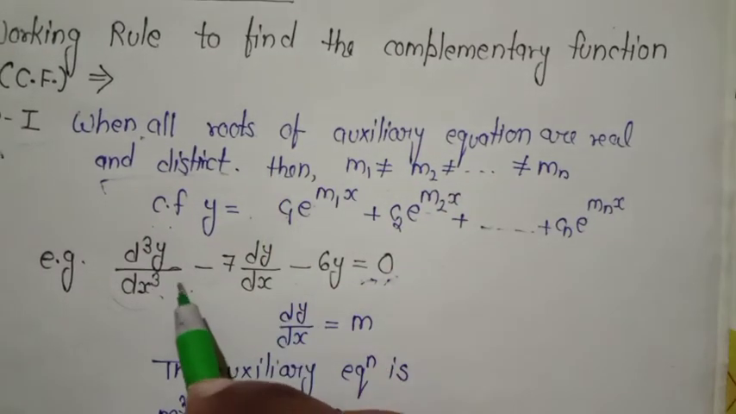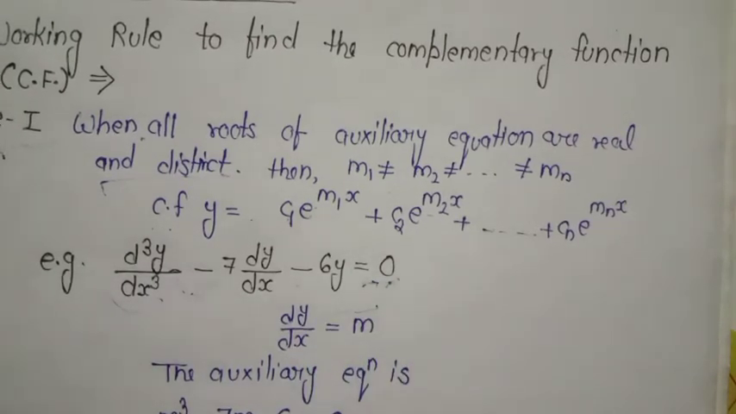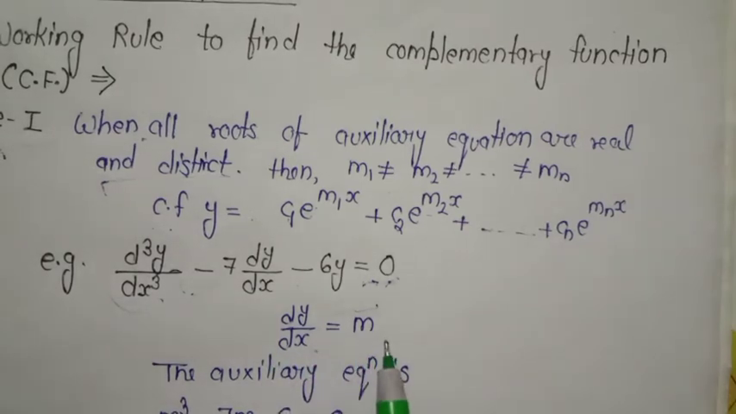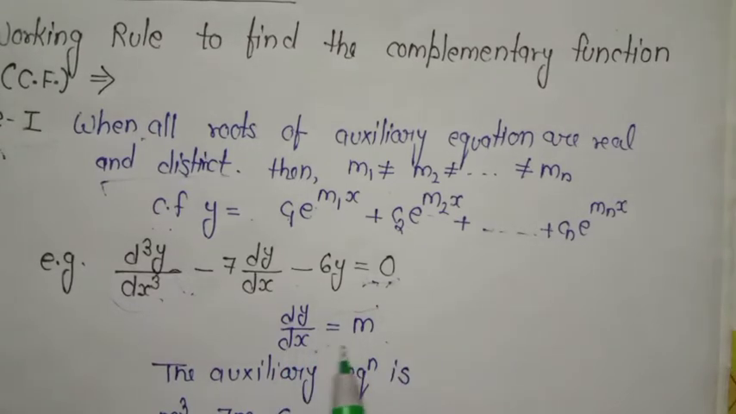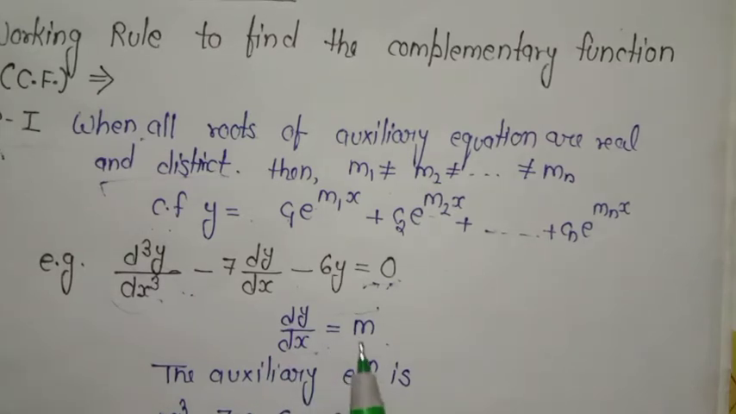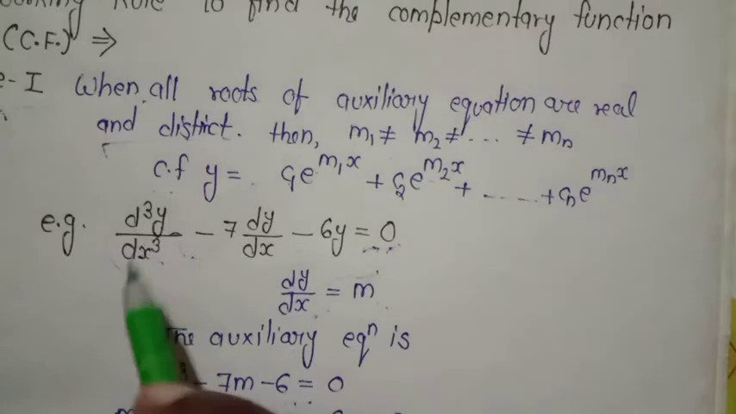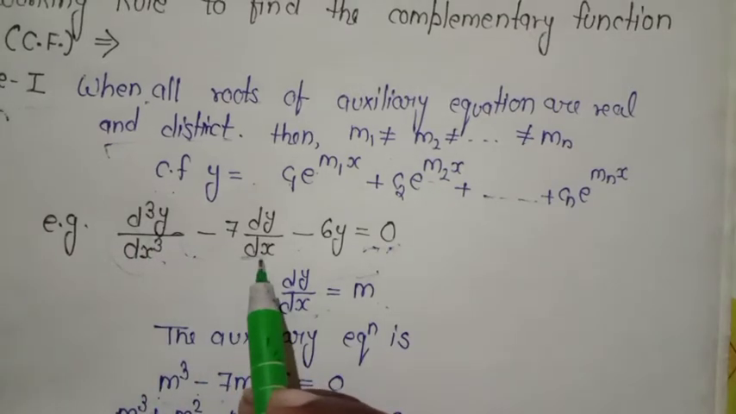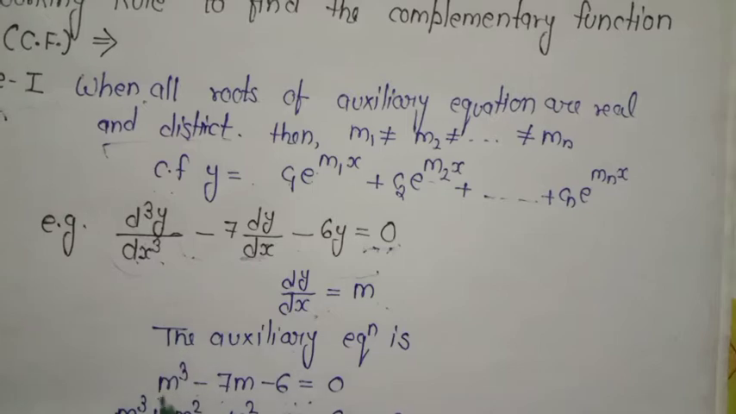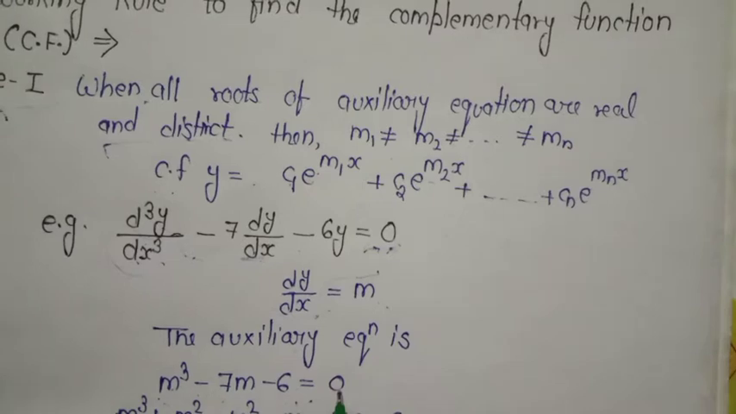So I am going to take one example. Suppose this is the differential equation. Firstly, as I told you in the method of how to write the CF, we will put dy by dx is equal to m, because if we do not put it, then we cannot find the auxiliary equation. So in that case the auxiliary equation becomes m cube, since if we put dy by dx is equal to m, then this becomes m cube. So our auxiliary equation is m cube minus 7m minus 6 is equal to 0.